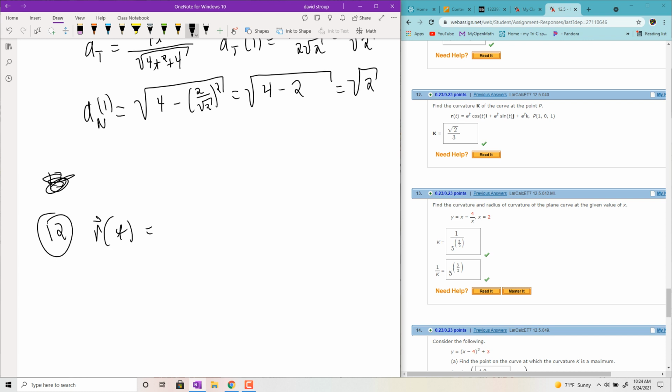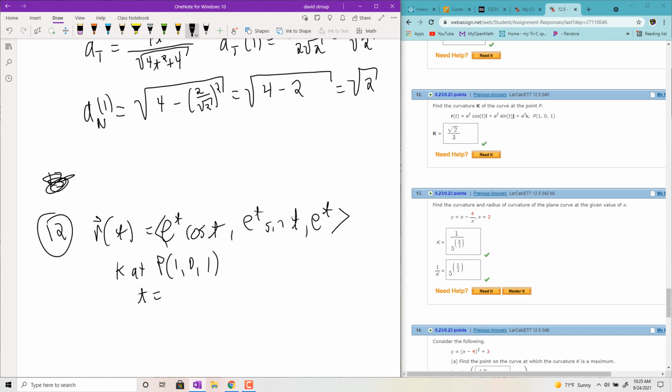So r of t equals e to the t cosine t, comma, e to the t sine t, comma, e to the t. We want to evaluate the curvature at 1, 0, 1. You should note that the t value that corresponds to that point must be 0. Because if you put 0 in that first component, you'll get 1. If you put in 0 on the second component, you get 0. Put 0 on the third component, you get 1 again.